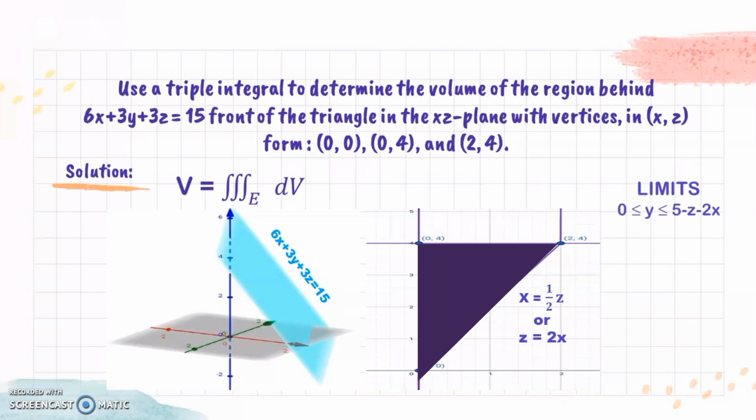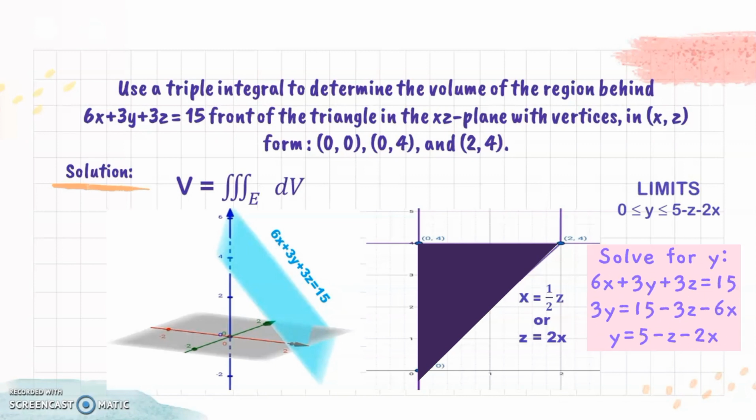For y, since we will be having our first integration with respect to y, because our region B is in the xz plane, we have y is greater than or equal to 0, but less than or equal to 5 minus z minus 2x. If you are wondering how we get 5 minus z minus 2x, you just need to solve for y in the equation 6x plus 3y plus 3z equals 15.